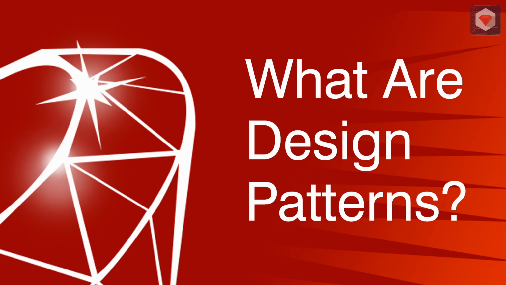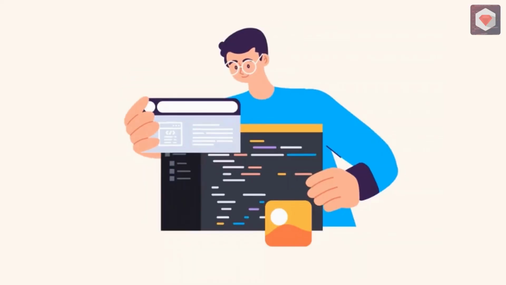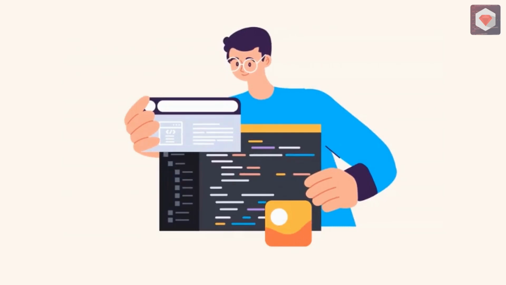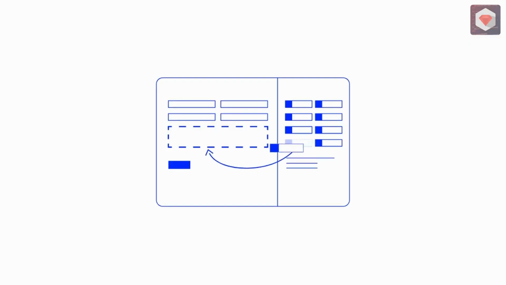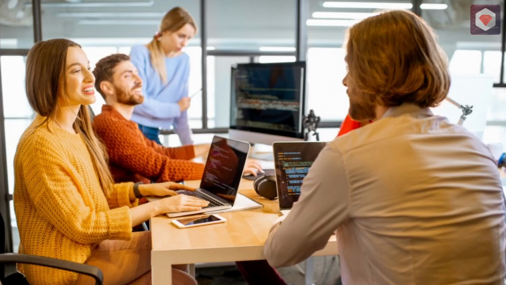Now let's understand what design patterns are. A pattern is a solution to a common issue in software engineering that may be utilized repeatedly. A design pattern is a collection of guidelines for creating efficient, readable code. Design patterns like this make it easier for other developers to comprehend the system's operational logic.